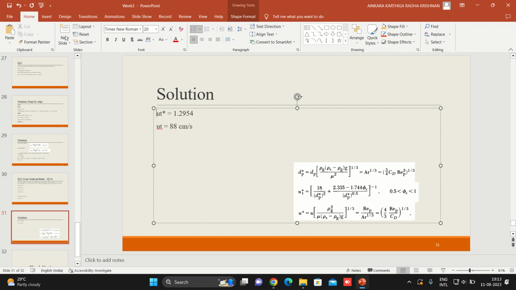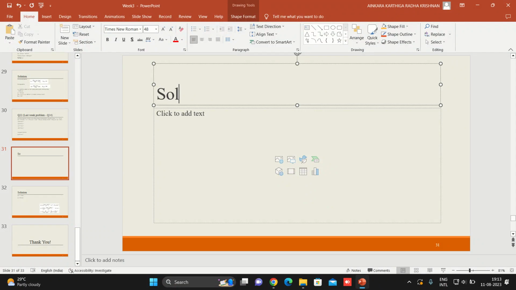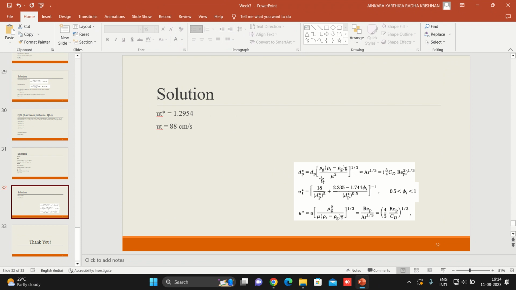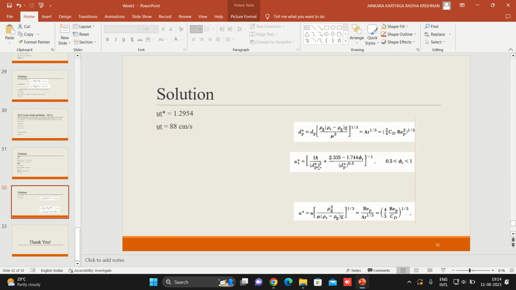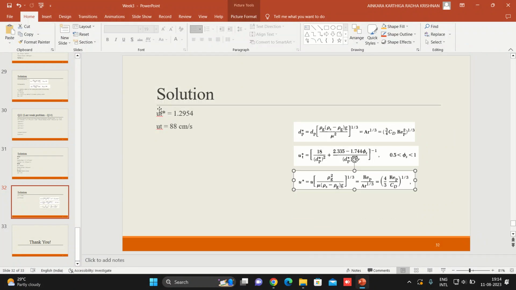Maybe we'll put it in a separate slide so that it would be easier for you to follow. So I have found these formulas from the book Kunii and Levenspiel. So we will use these formulas to calculate our required things.